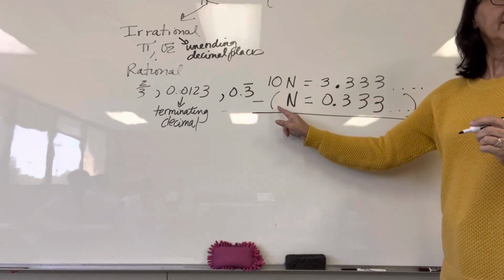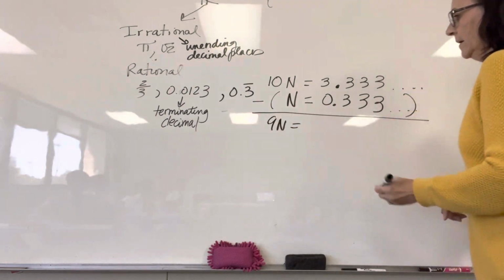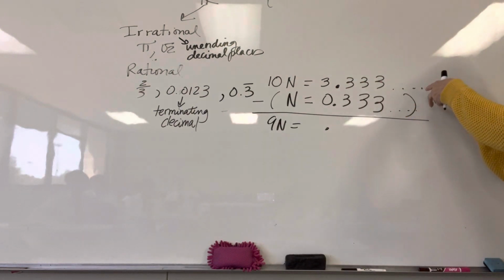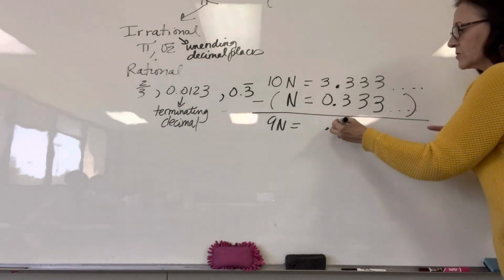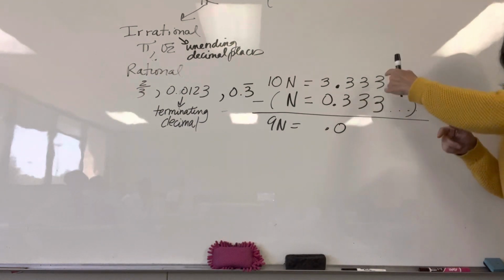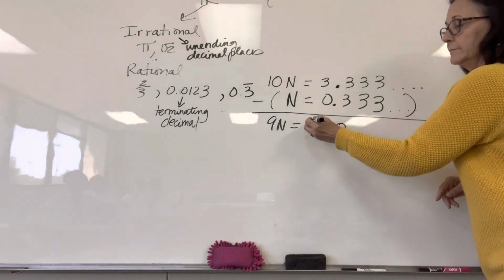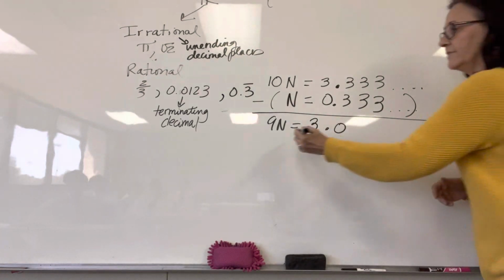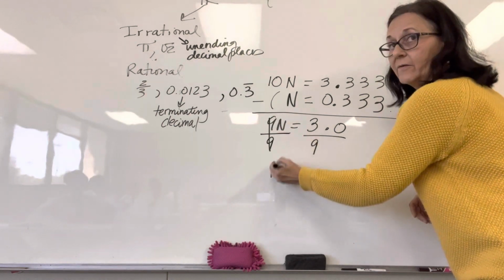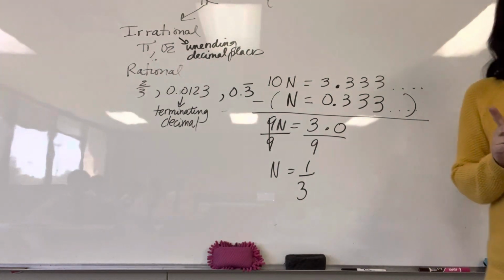10n minus 1n is 9n. My decimal place. What happens every place back here when I subtract them? Cancel out. They are all 0, right? 3 minus 3, 3 minus 3, 3 minus 3, all cancel out. What's 3 minus 0? All right, now I divide by 9. What does n equal? 1/3. Okay, that was the easy one.